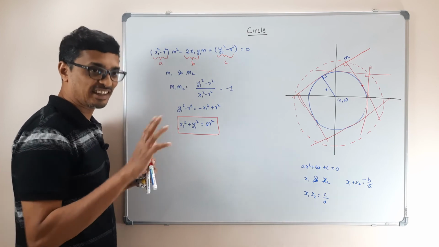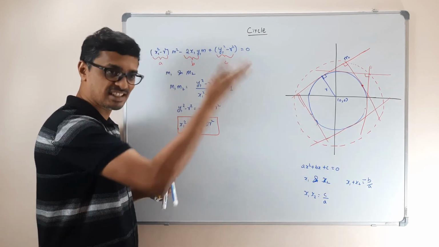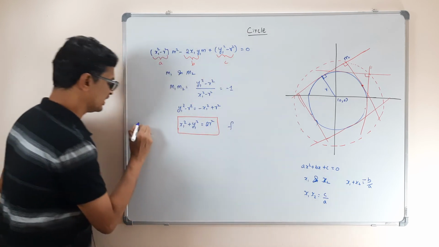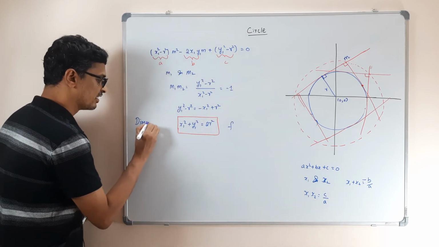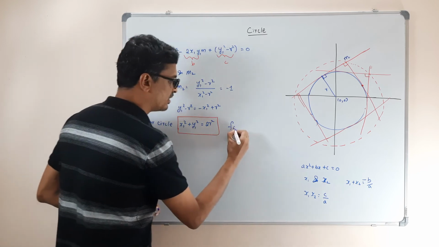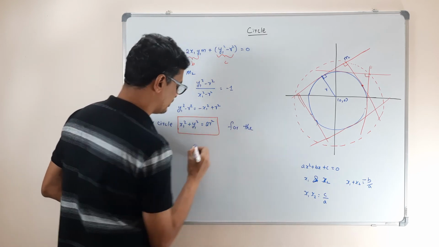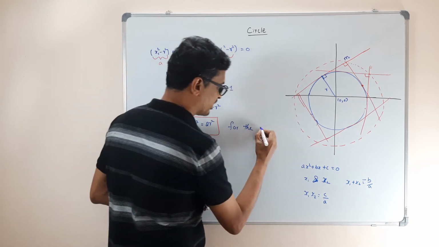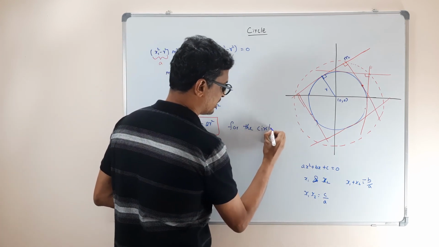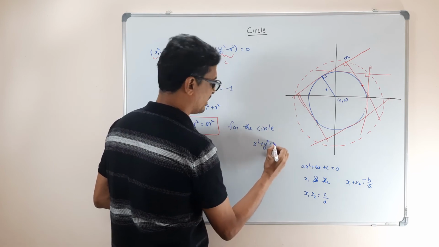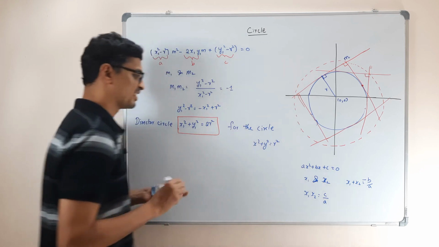Director circle will always be for another circle. For the circle, what is the circle equation? x square plus y square equal to r square. So that's it.